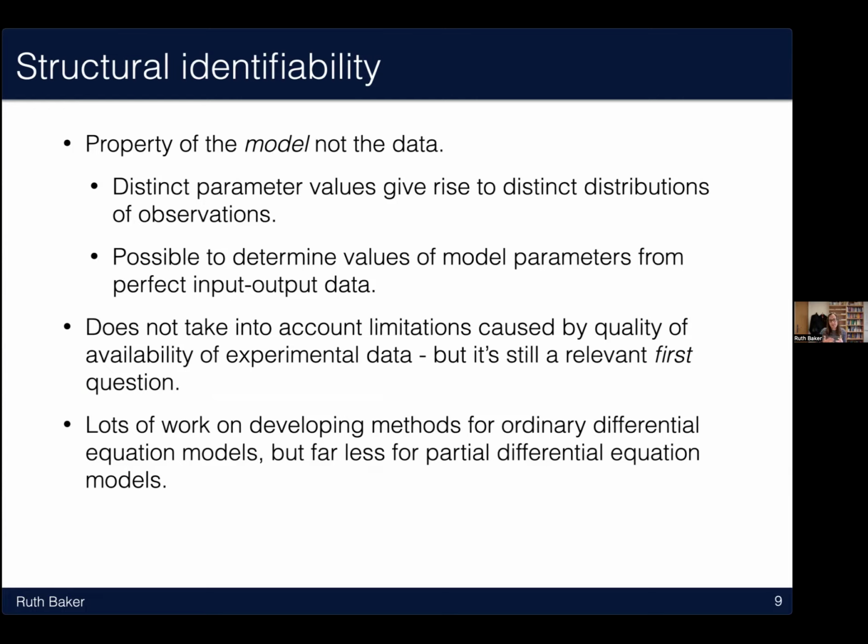So although it doesn't take into account the limitations that you get from the quality of the data, and we all know that in biology that's often a big problem, I think it's still a very relevant first question to ask. There's been lots of work geared towards developing methods for characterizing structural identifiability for ODE models, but much less for PDE models. So the first thing I'm going to tell you about is a little bit about how we've been making progress in that direction.